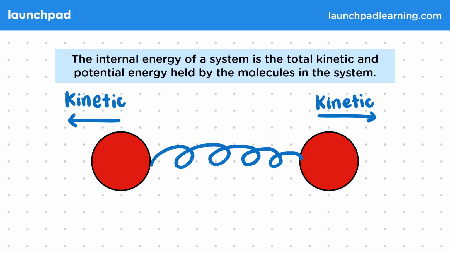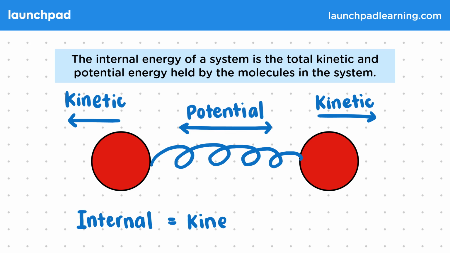The bonds then store potential energy, which is transferred from the kinetic energy as the particles move and work is done against the bonds to stretch them. The internal energy of a system is then simply the kinetic energy added to the potential energy.